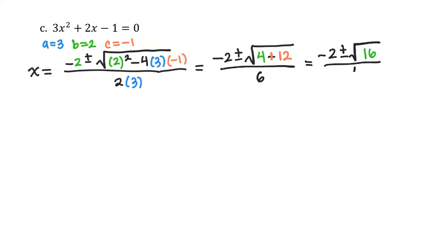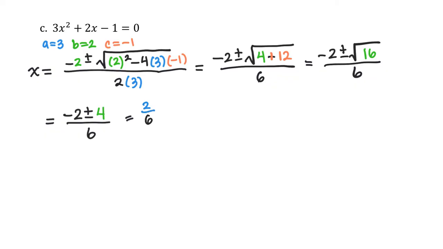over 6. Okay, now the square root of 16 is rational, it's 4, which means I'm not done and I have to keep going until I get my rational solution, which could be an integer or a fraction. So the square root of 16 is just 4, so I'm going to change this to a 4. And then I'm going to divide everything by 6. Now remember, this is 2 different answers, so let's consider the first one. If I do -2 plus 4, -2 plus 4 is +2. And then I divide it by 6, which is going to be a fraction.